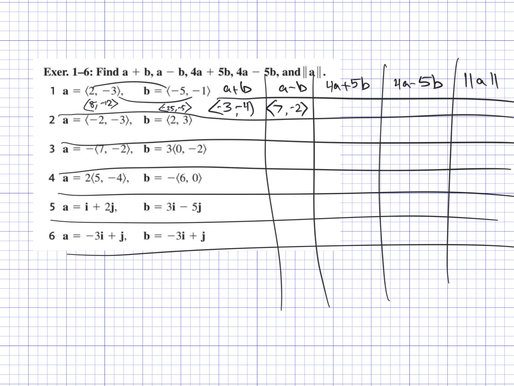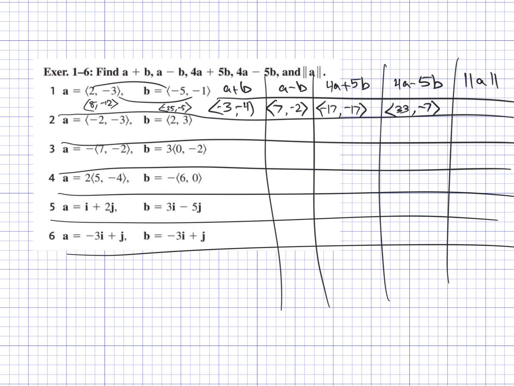All right, so we subtract that. 4a minus 5b, 8 minus a negative 25 would be 33. Oh, we're adding, that's this one. We add them. 8 plus a negative 25 is negative 17. And negative 12 plus a negative 5 is negative 17. We subtract: negative 12 minus a negative 5 is negative 12 plus 5. Negative 12 plus 5 is negative 7.